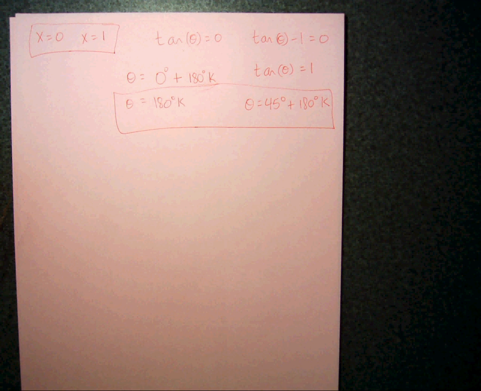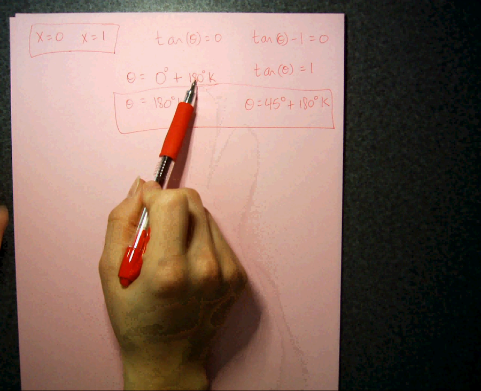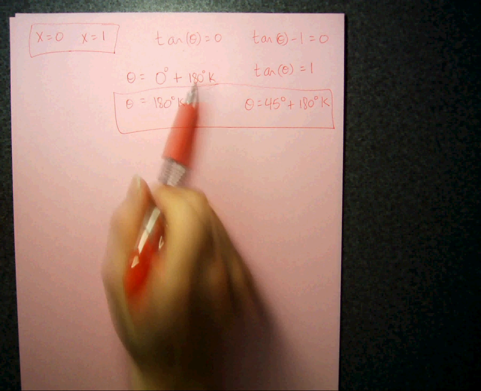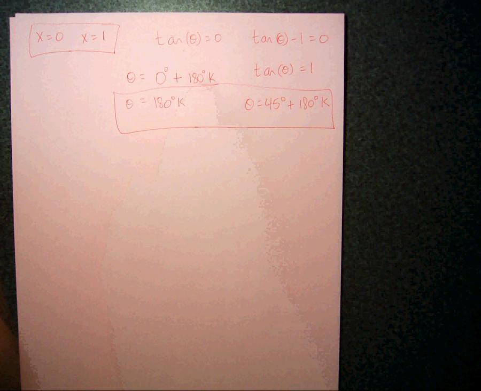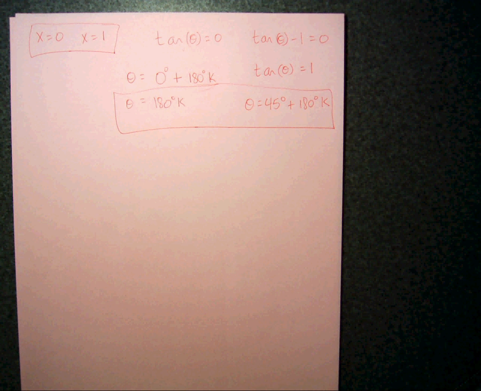So again, the value that we add is going to come from the period of the trig function that we're working with. I'm working with tangent. What is the period of tangent? Guys, what's the period of tangent? It's pi, which is 180 degrees.